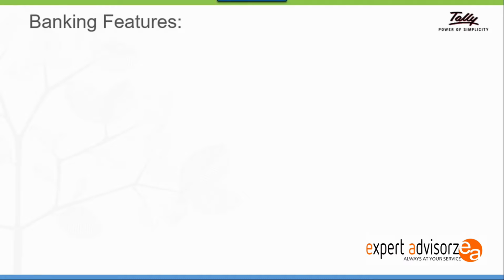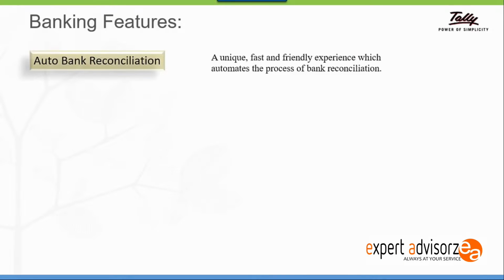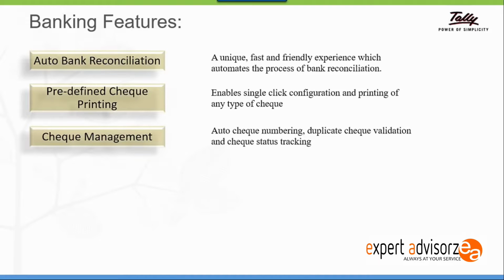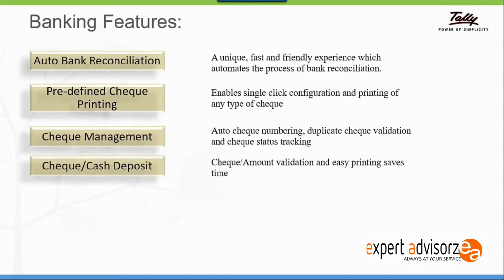The banking features are Auto Bank Reconciliation, which is a unique, fast and friendly experience which automates the process of bank reconciliation. Predefined check printing enables single-click configuration and printing of any type of check. Check management helps in these activities, that is auto check numbering, duplicate check validation and check status tracking. Check or cash deposit helps in check or amount validation and easy printing saves time.